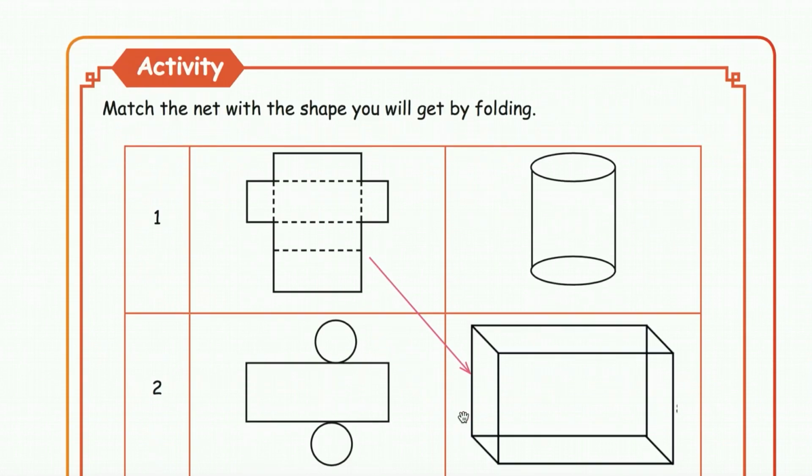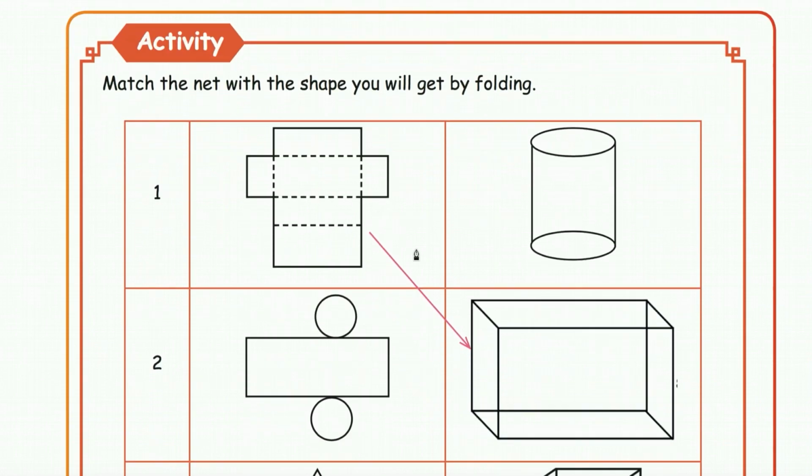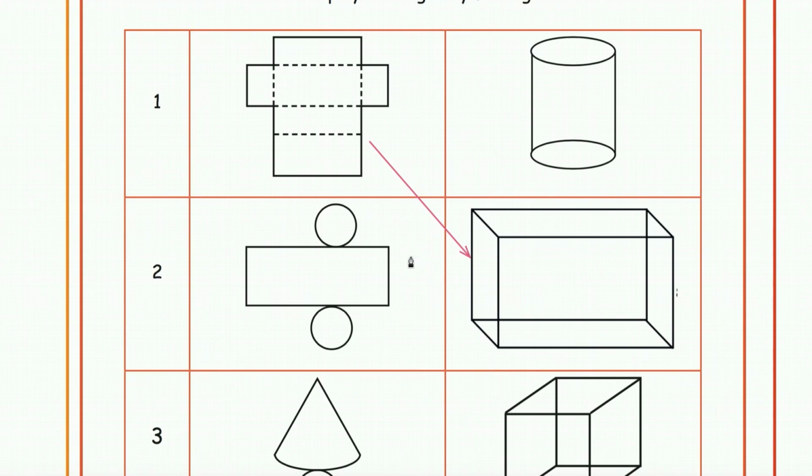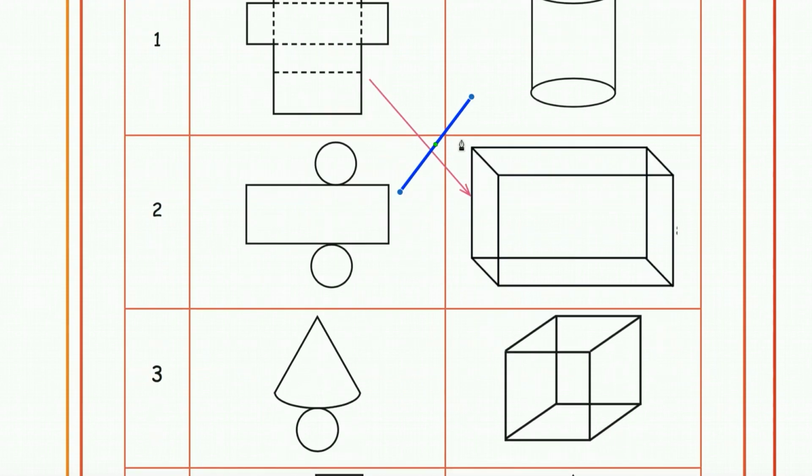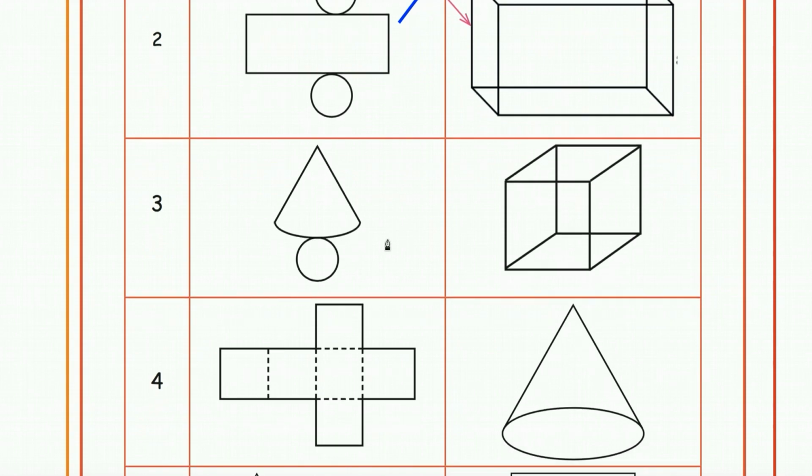Activity. If you fold this one, you will get this. This one we already saw, right? If you fold this one, you will get this. What is this then? Let me try this one. Oh, the cone we have also seen. If you fold this one, you will get this.